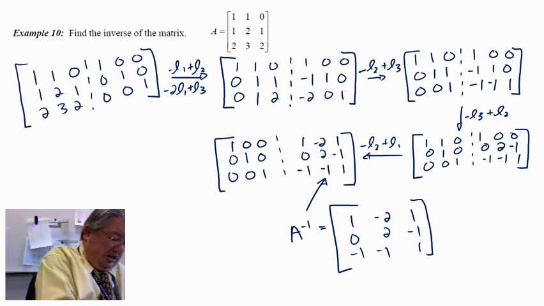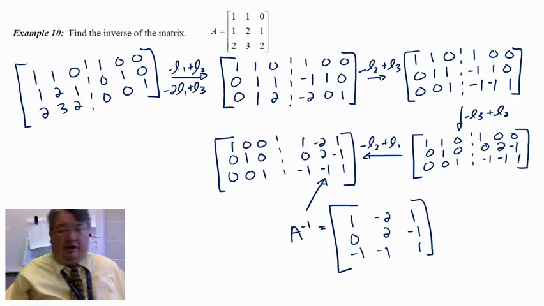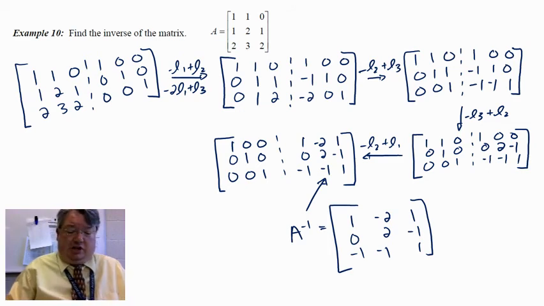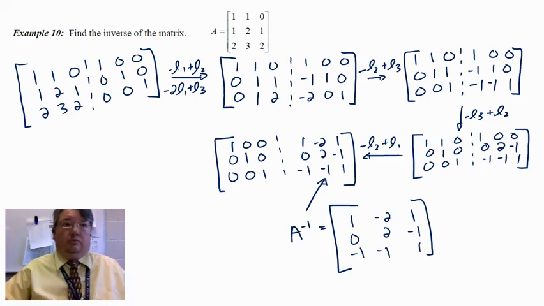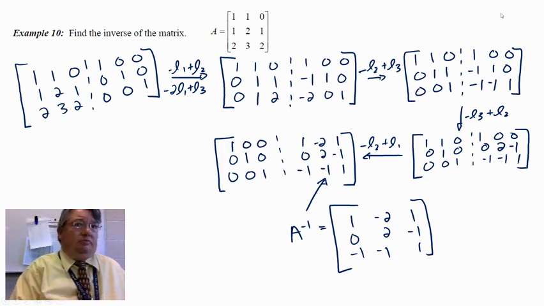So A inverse, that leads you to believe I'm going to look at the next slide, right? Yep. 1, 2, negative 2, 1, 0, 2, negative 1, negative 1, negative 1, 1. Okay. And that's the inverse of this matrix up there. That's 1, 1, 0, 1, 2, 1, 2, 3, 2. Cool. Okay. Now, let's move on.